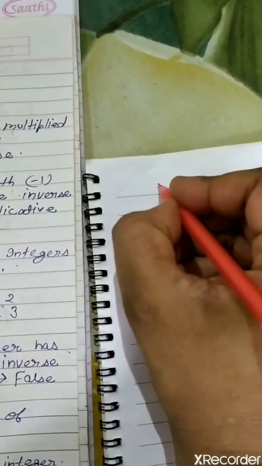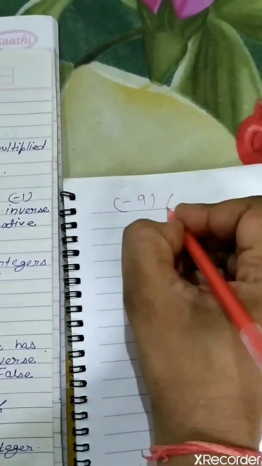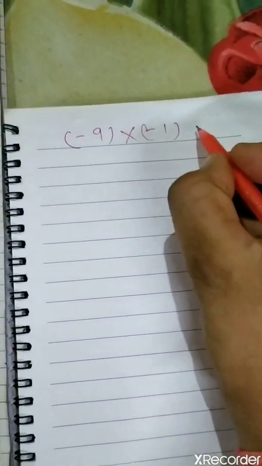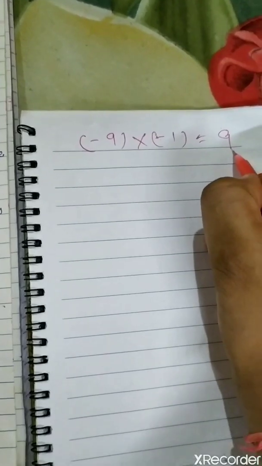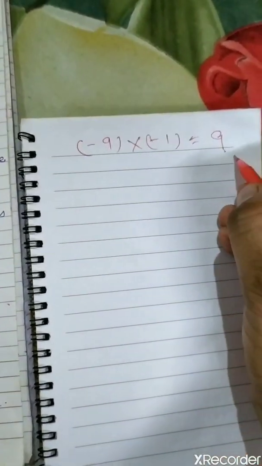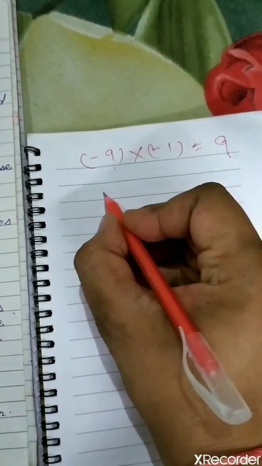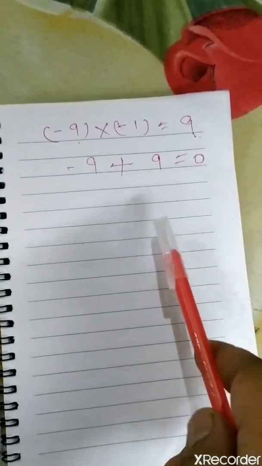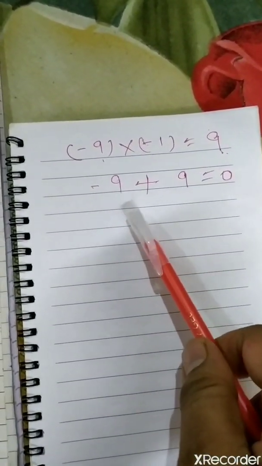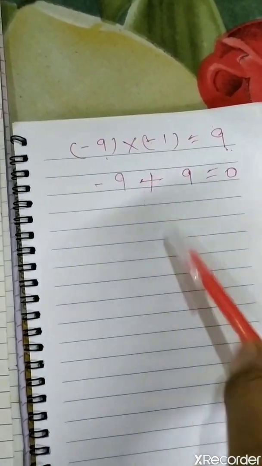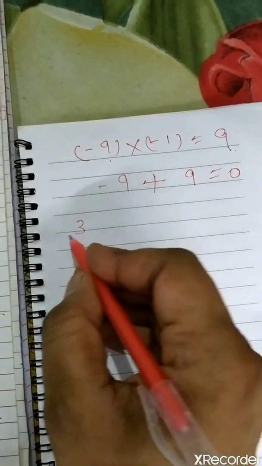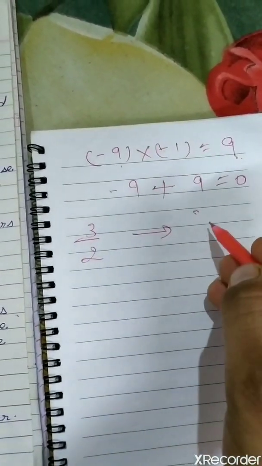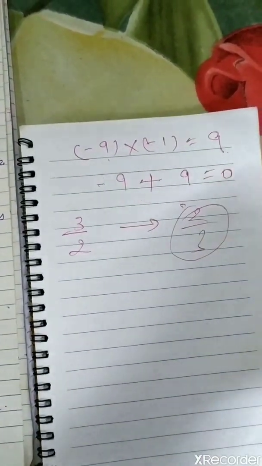For example, you can see that minus 9 into minus 1 is equal to 9, and 9 is not the multiplicative inverse, it is the additive inverse, and their sum is 0. Minus 9 plus 9 is equal to 0. Multiplicative inverse means reciprocal, means you have to interchange the numerator and denominator. The multiplicative inverse of 3 by 2 is 2 by 3 only.